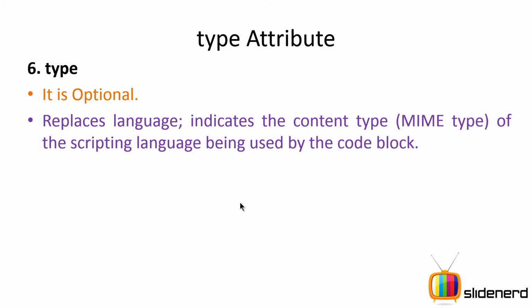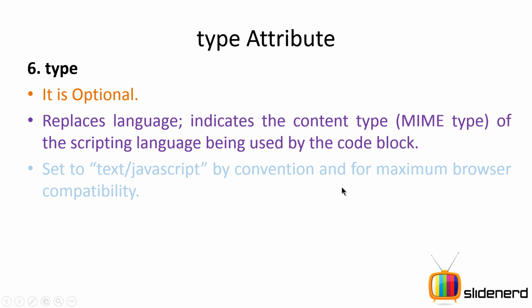And last but not the least, you have the type attribute. Type is again optional. You don't have to specify it in the later versions these days, but it indicates the type of the scripting language being used when you're trying to use script. Now there are many scripting languages, like VBScript, JavaScript, TCL, and so on. So when you say type equals text/javascript, it means that whatever code is being written inside the script tag is actually JavaScript.